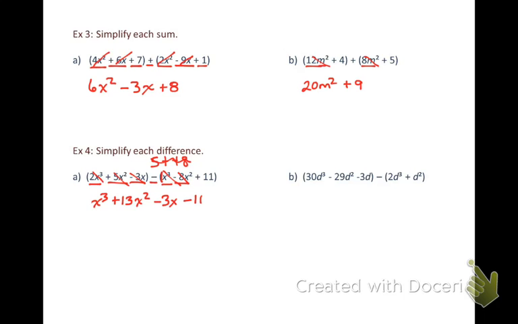D. You have 30d cubed minus 2d cubed. Minus, remember, right here, minus. So it would be 28d cubed. Then we have d squared, negative 29d squared plus minus negative 1d squared. Remember, negative 29 minus 1 would be negative 30d squared. And what's left over is minus 3d, which would be minus 3d.